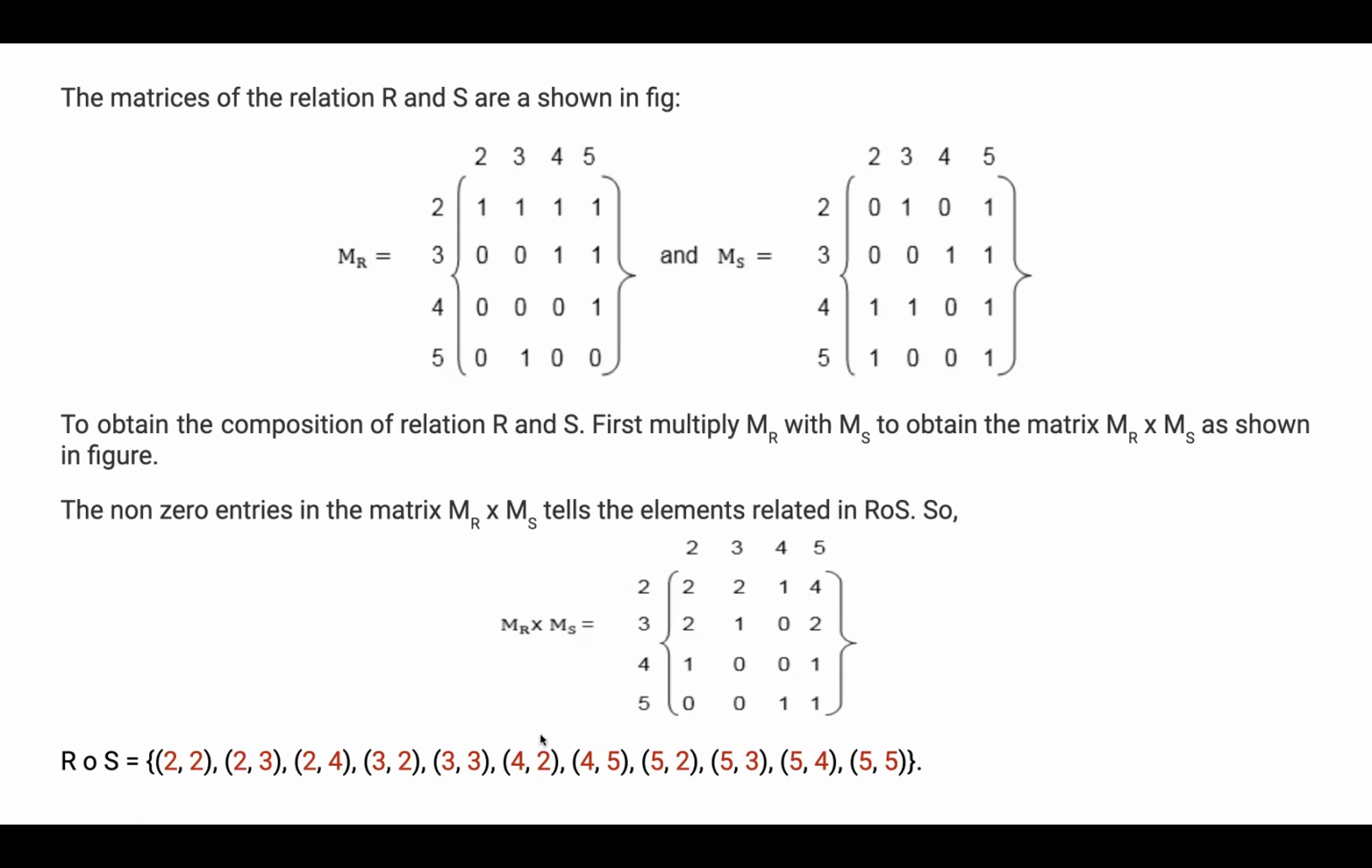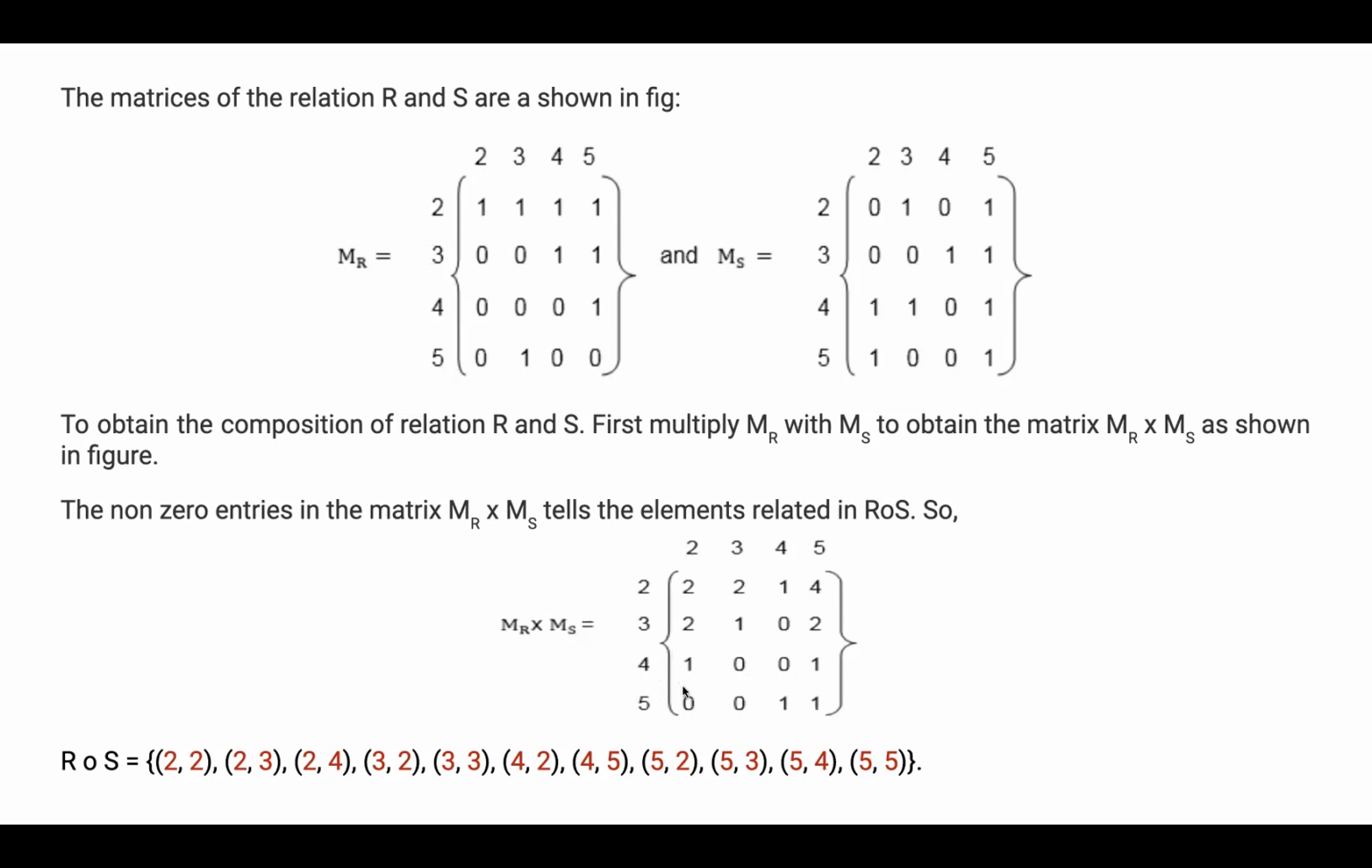Then 3 2 is there. Then 3 3 is there. Here 3 3. Okay. But we cannot see 3 4 because it is a 0. We cannot consider 3 comma 4. Then if we take 3 comma 5, it is also non-zero, so we can consider it.